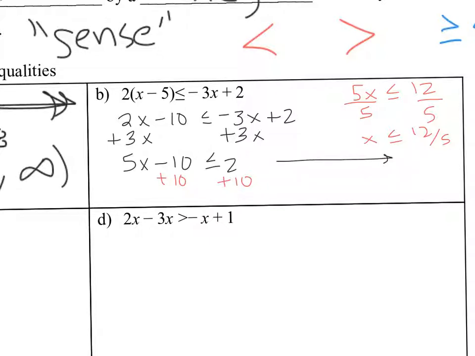So if I graph it, it's going to be a closed dot at 12/5, and I'm going to shade to the left because it's less than. These numbers are less than 12/5. Now if I write interval notation, on the number line it goes all the way to -infinity from left to right. So it's starting at -infinity and stopping at 12/5, but it includes 12/5, so I need to put a bracket. I never multiplied or divided by a negative number, so I didn't have to change the sense of the inequality.